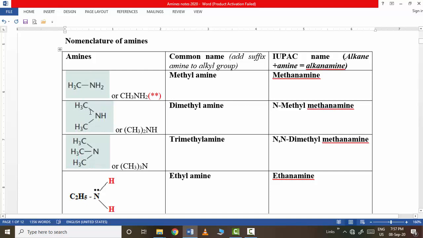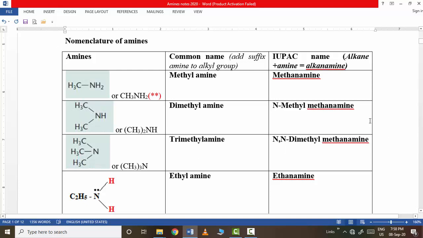Now the second one is the secondary amine, that is the dimethylamine, because you have two methyl groups. It can be written as N-methyl methanamine. Then you have the tertiary amine, where there are three methyl groups attached to the nitrogen. All the hydrogens are replaced, so it is known as trimethylamine. IUPAC name will be N,N-dimethyl methanamine. N is the position of the methyl group, so that's why you have written N here, N here.